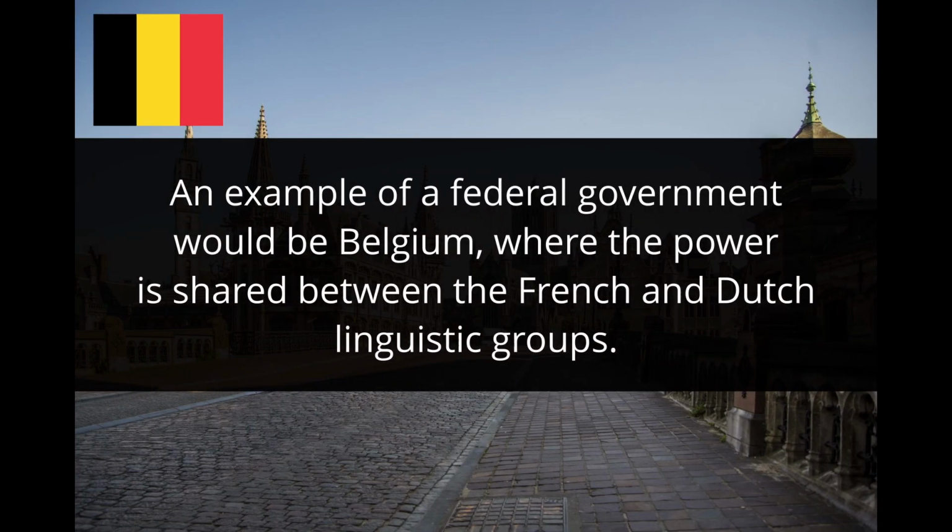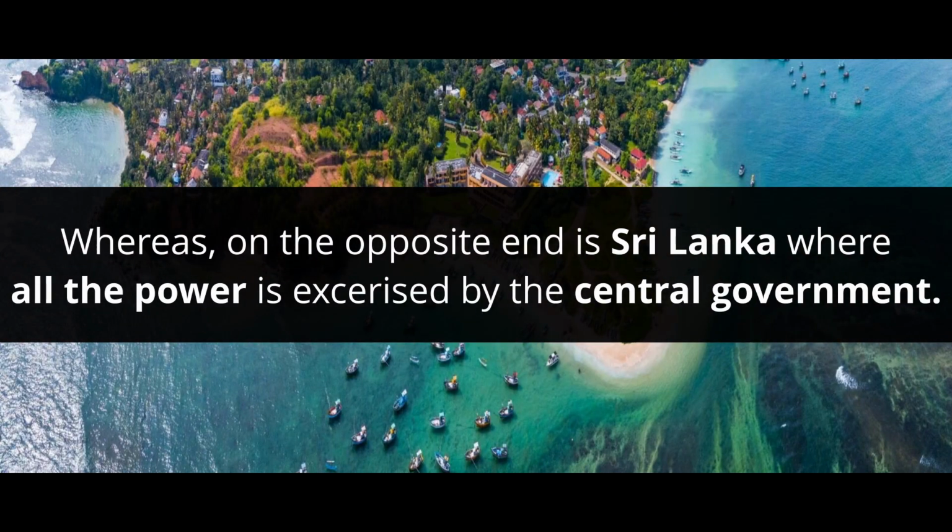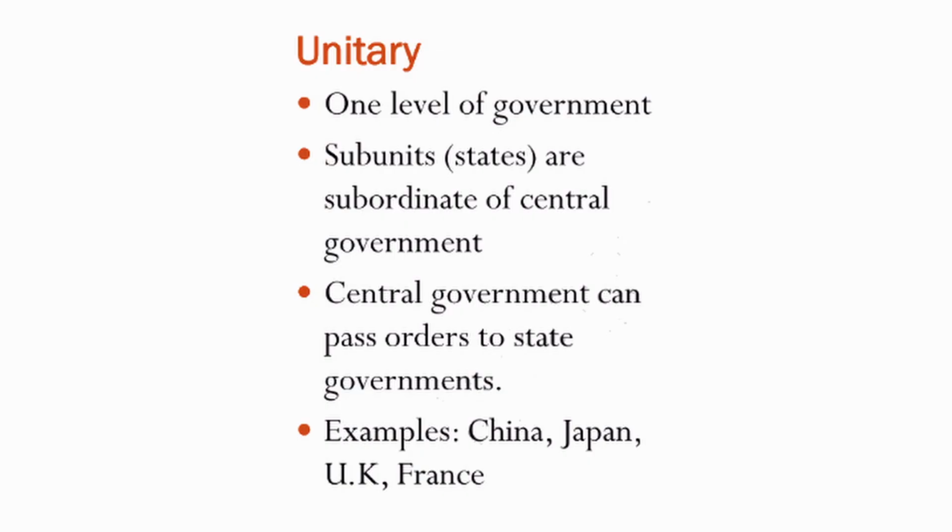An example of a federal government would be Belgium, where the power is shared between the French and Dutch linguistic groups. Whereas, on the opposite end is Sri Lanka with a unitary government where all the power is exercised by the central government. In a unitary form of government, subordinate areas are governed locally, but the central government can pass orders to these local governments.